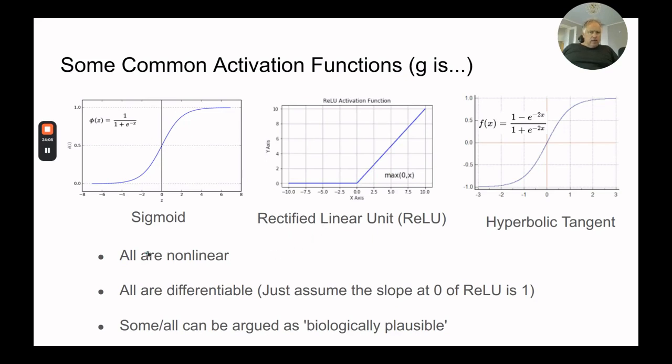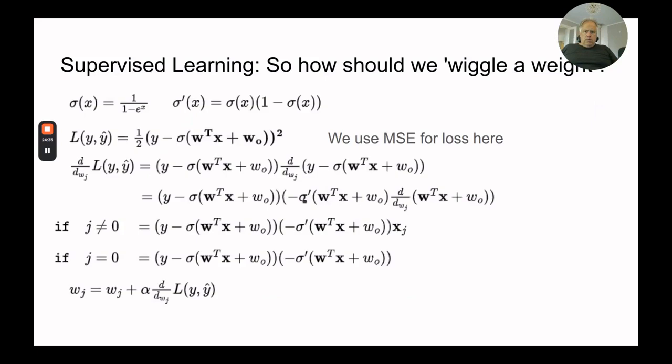So these are all nonlinear, right? Because they're not just linear relationships. And they're all differentiable if we just assume that the slope of the ReLU at 0 is 1. Okay, just do that by definition. And what's interesting is that all of these have found some backing in the literature that they have some biological plausibility.